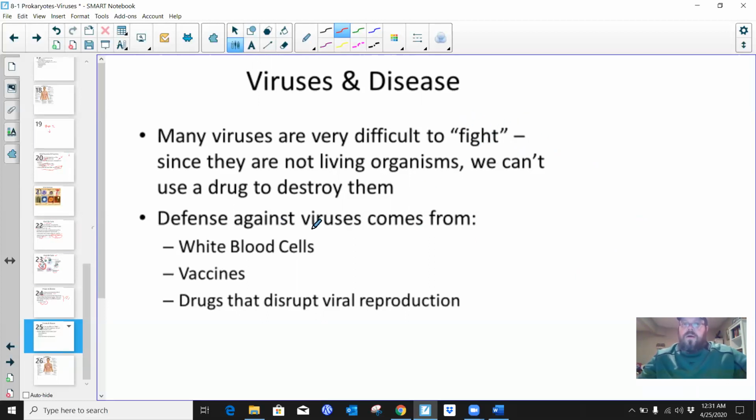Okay. We have our own natural defenses against viruses within our immune system, particularly white blood cells and other components of our immune systems. There are some drugs that are used to disrupt viral reproduction.